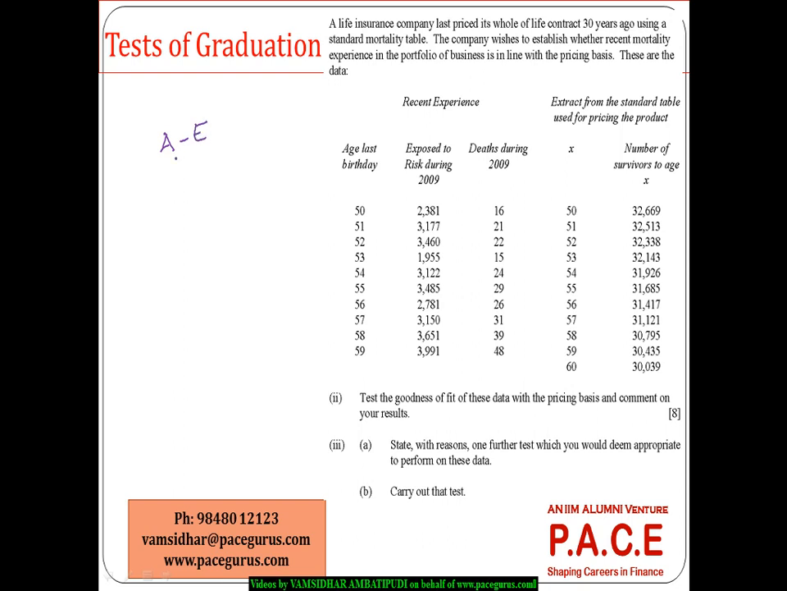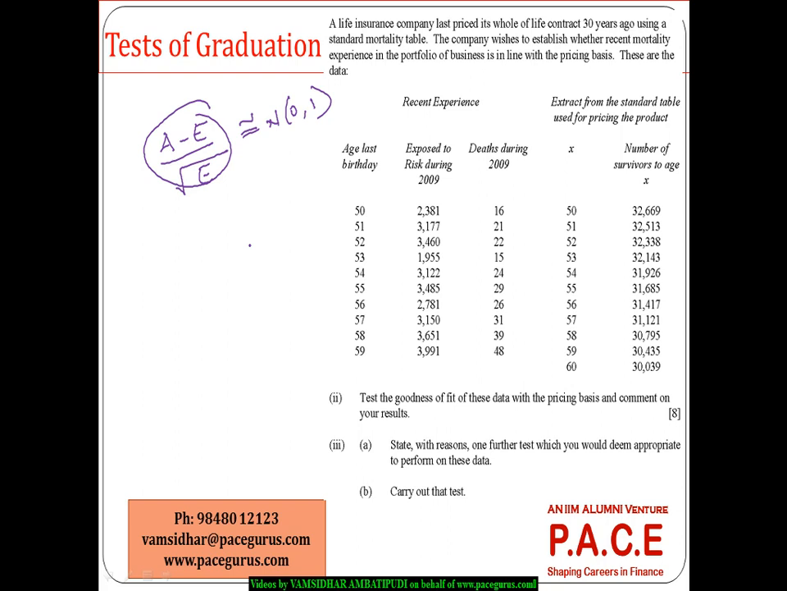At an overall level, I'm looking at the expected number of deaths and dividing it by the square root of the expected number of deaths. This is being compared with a standard normal distribution, mean 0 and variance 1. Because this value lies between minus 1.96 and plus 1.96, I cannot reject the null hypothesis. So I cannot reject the statement that there is a significant difference.